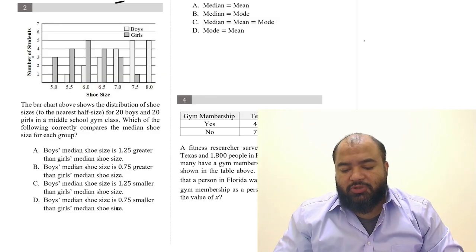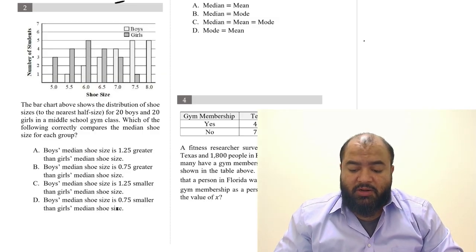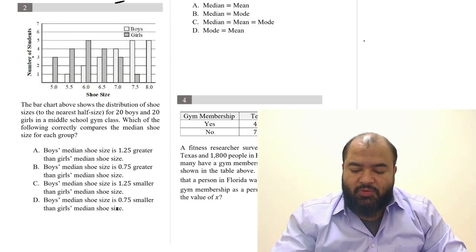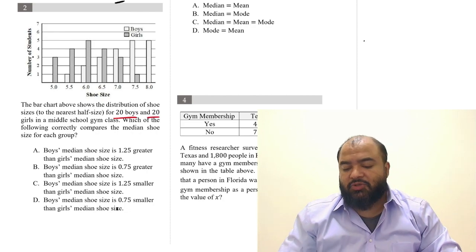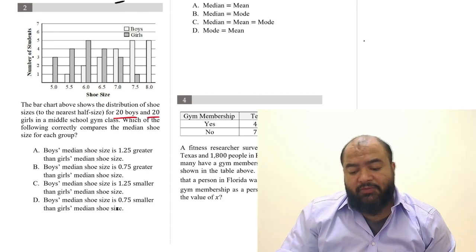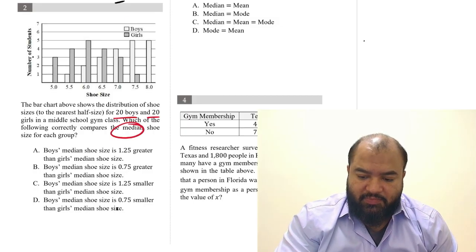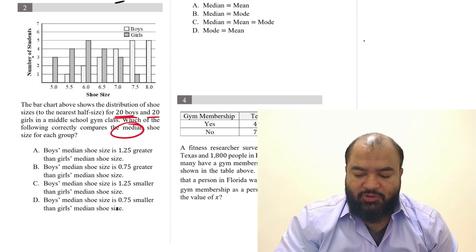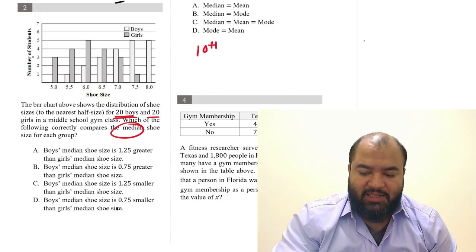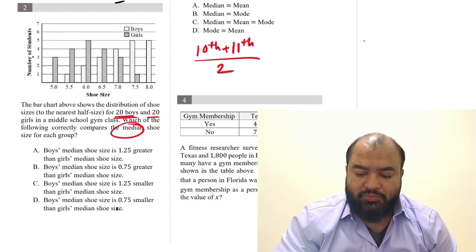The bar chart shows the distribution of shoe sizes for 20 boys and 20 girls in the middle school gym. Now, which of the following correctly compares their median? So boys, it's the blank one, and the girls the shaded. Okay, let's find the median of the boys. If there are 20 boys, the median will be the 10th plus the 11th score, divided by 2.